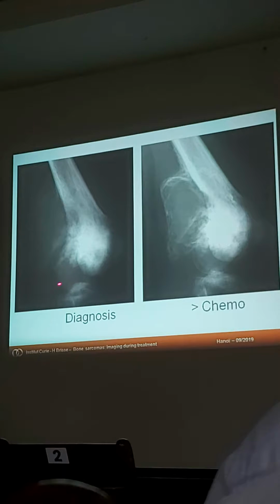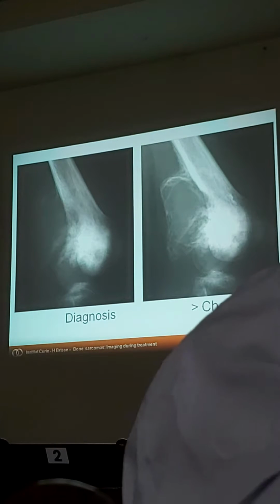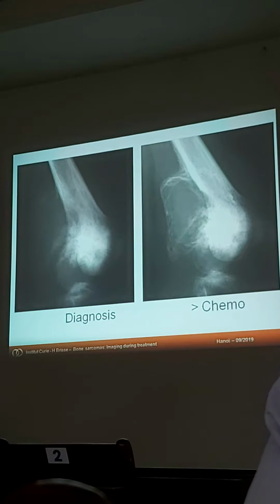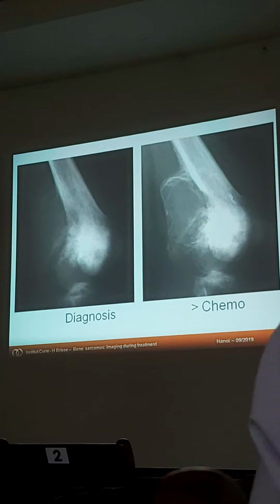Here, probably at the beginning, the mass was here, and now it shrinks. Okay? So it shrinks, but it is calcified. So you see it more than at the beginning, but it decreased in volume. Okay? You see it more on plain film because it's more calcified. But it's not a disease progression. It's just normal reaction. This is important to understand, and not to say this is a disease progression.